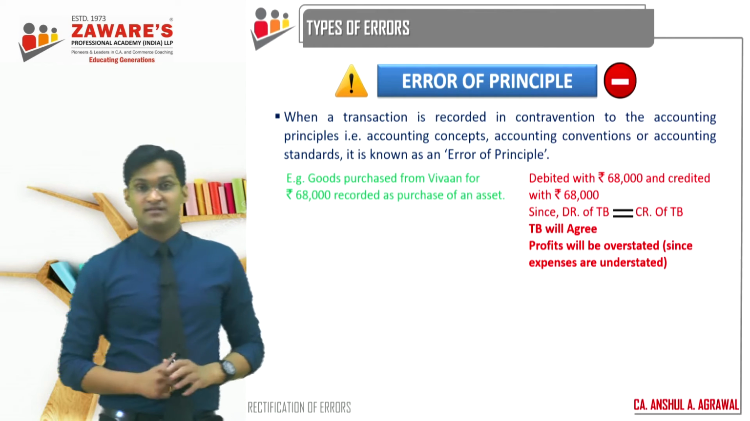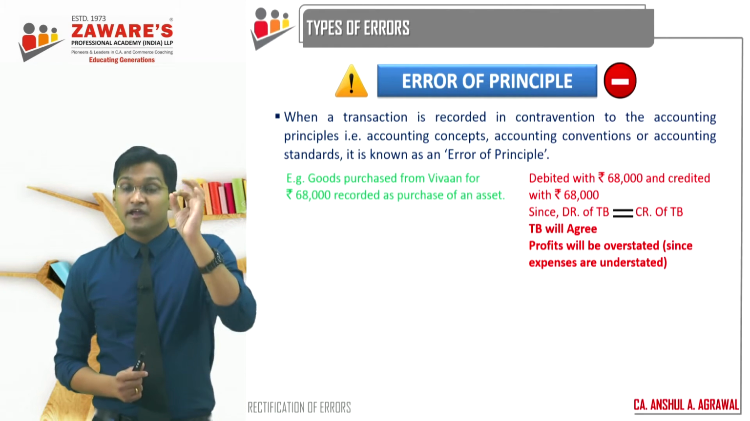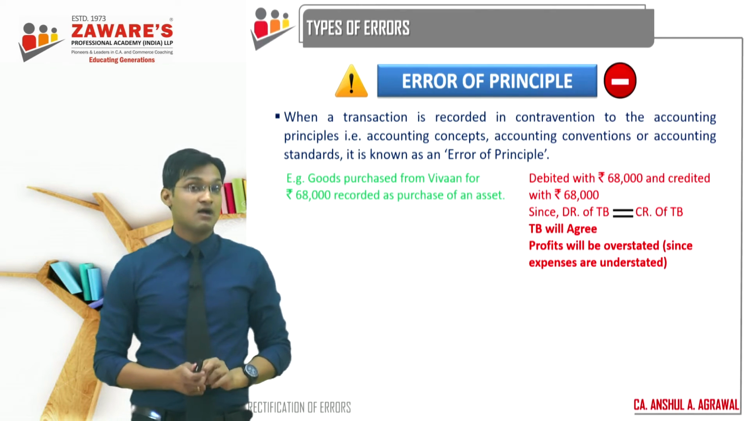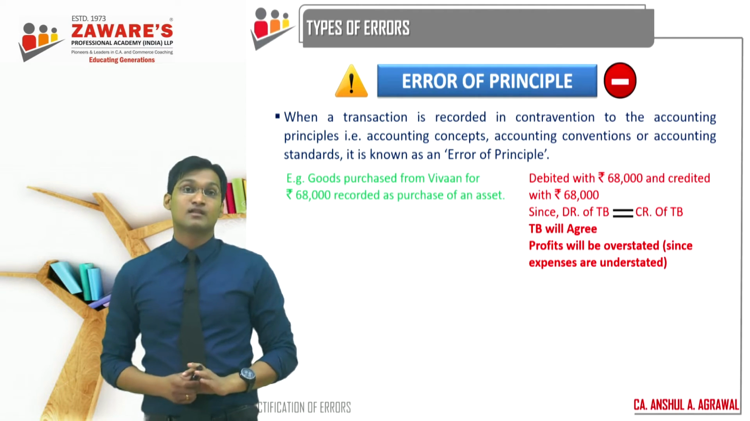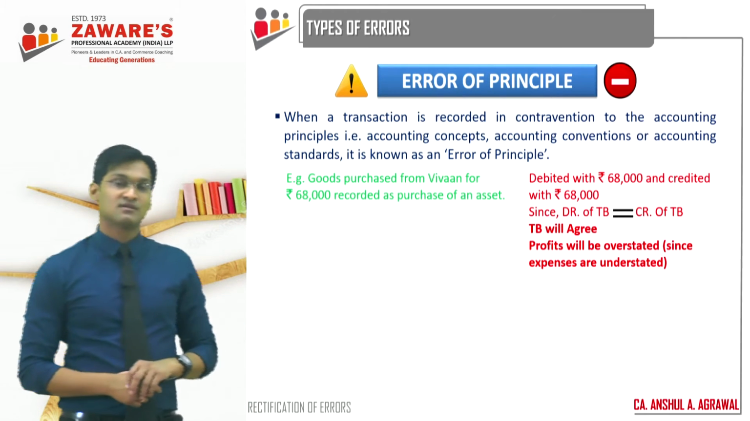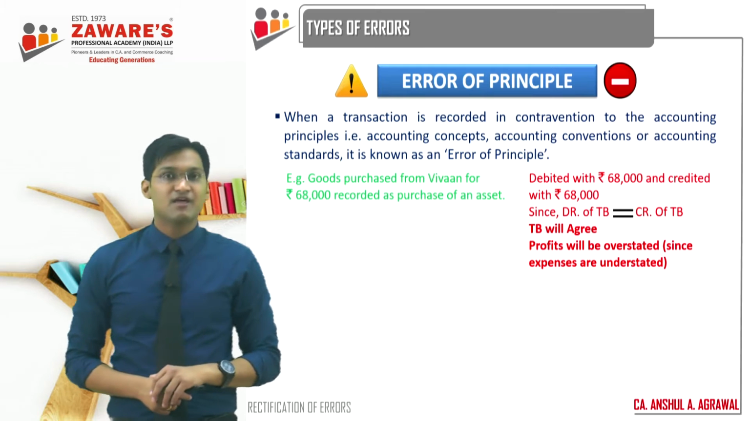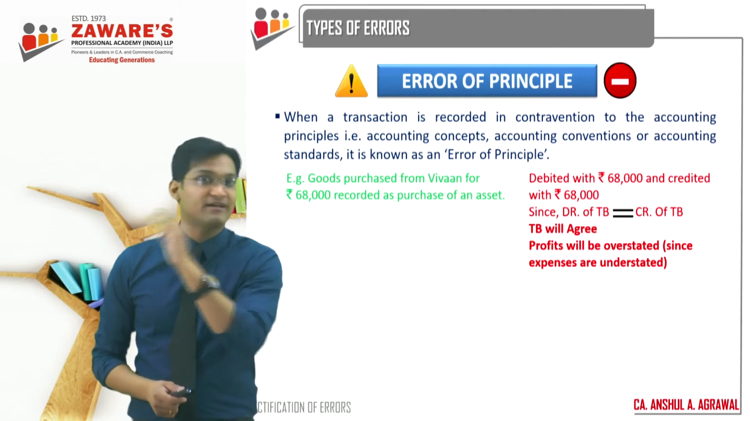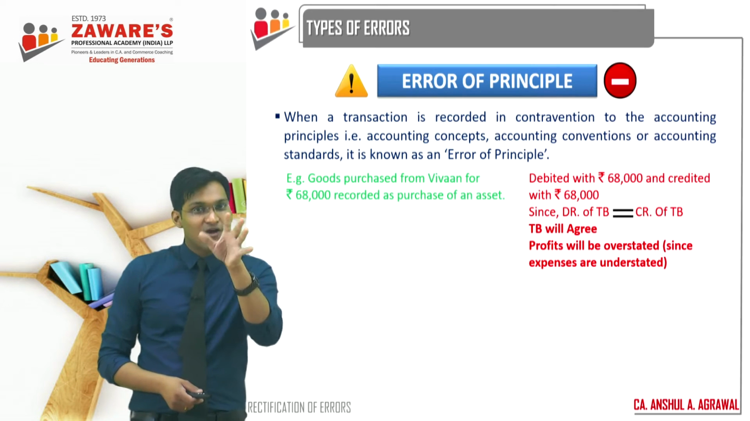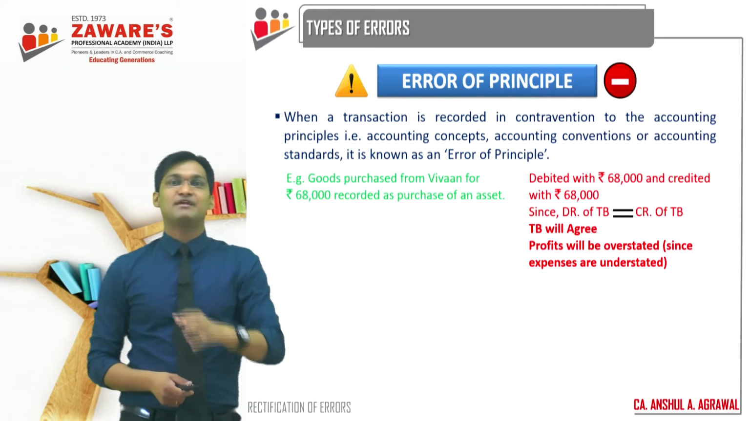Effect on profitability. It is your revenue expenditure. Purchase account debit होना चाहिए था, लेकिन instead आपने कौन सा account debit किया? Asset account. Can I say nominal account is affected? Purchase account should have been debited. Purchase account is not debited.